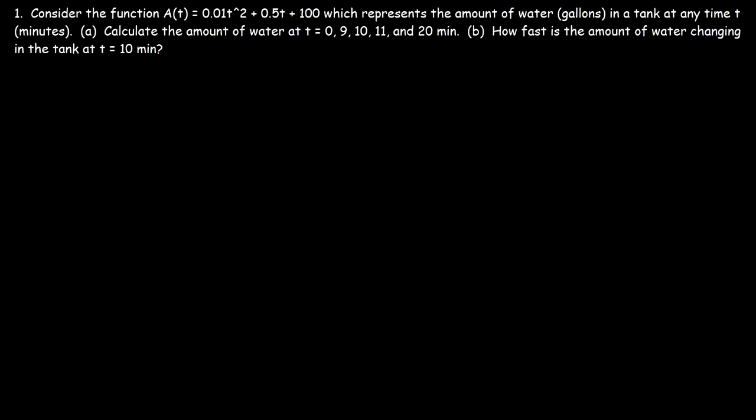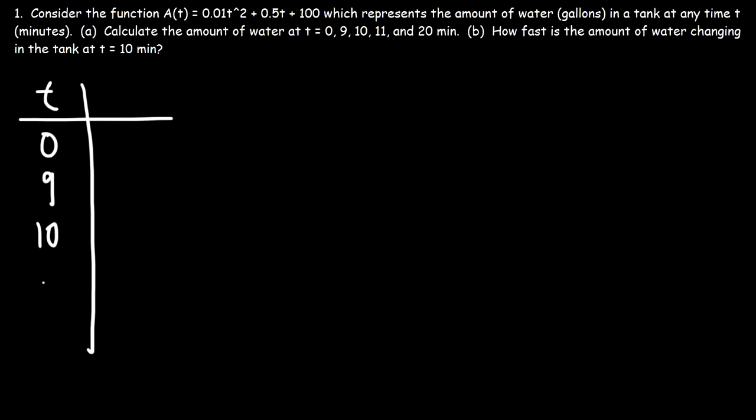Let's consider this problem. We have a function, A of t, which is 0.01 t squared plus 0.5 t plus 100. And this function represents the amount of water in gallons that is inside a tank at any time t, and t is in minutes. So what we need to do is calculate the amount of water at the following times: when t is 0, 9, 10, 11, and 20. So go ahead and do that when you get a chance. Feel free to pause the video.